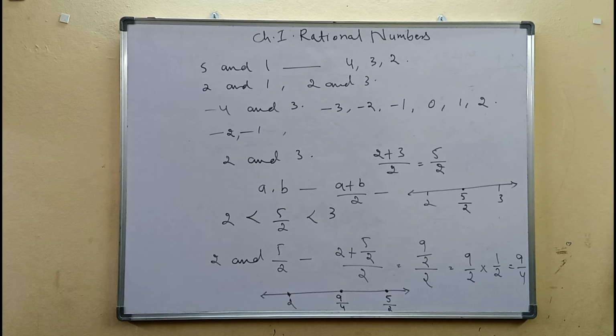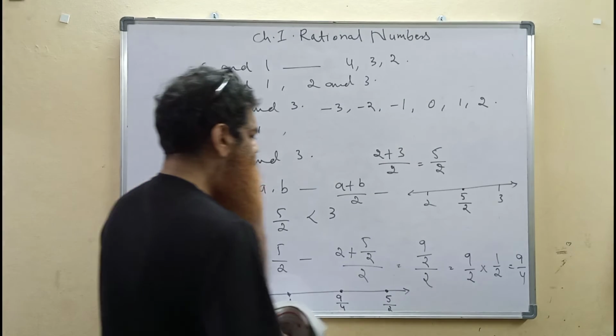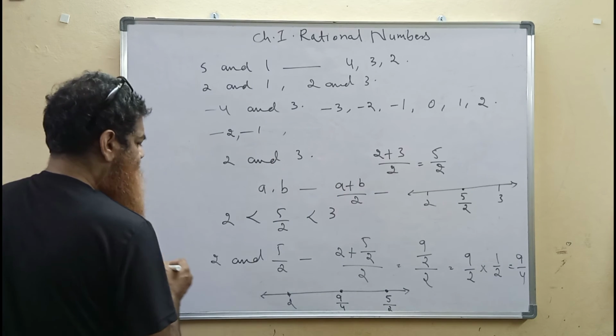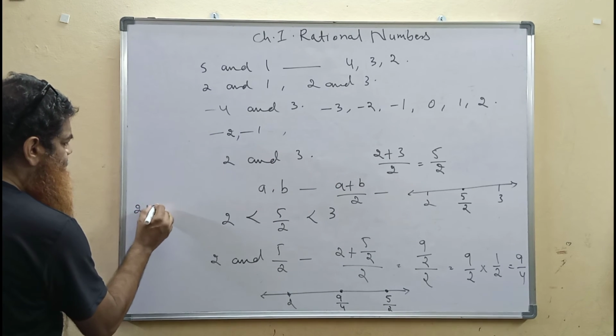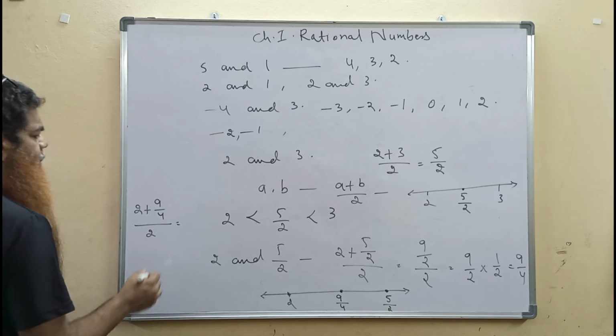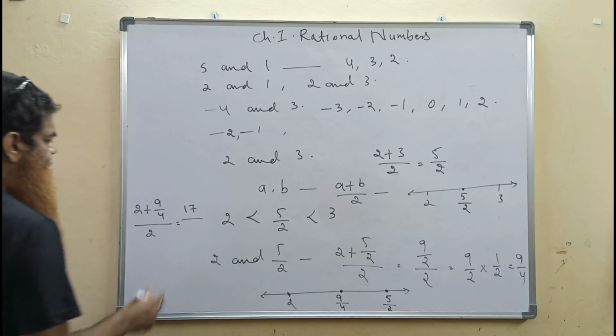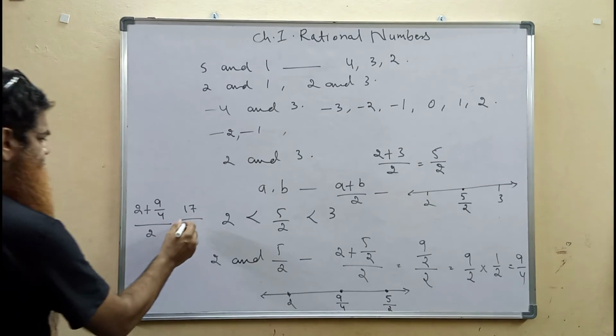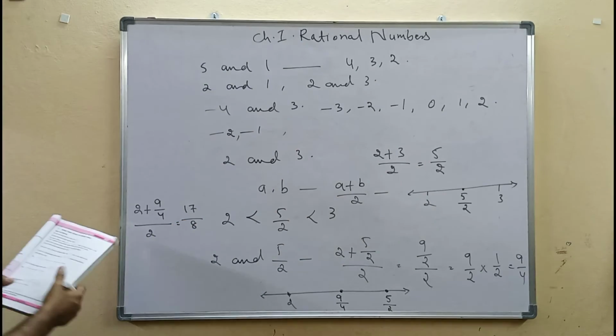And we can find out a rational number between 2 and 9 by 4 also. Like again, the mean of 2 and 9 by 4 is (2 plus 9 by 4) divided by 2, which is equal to 17 by 8.